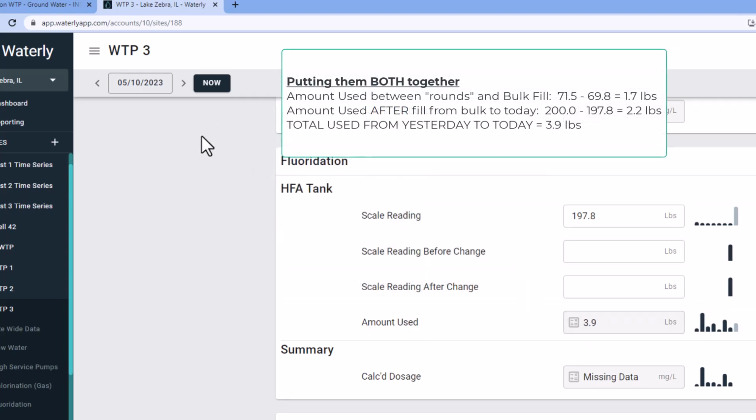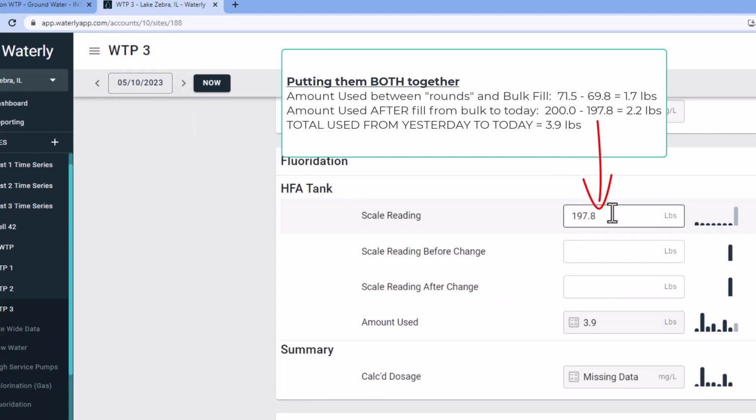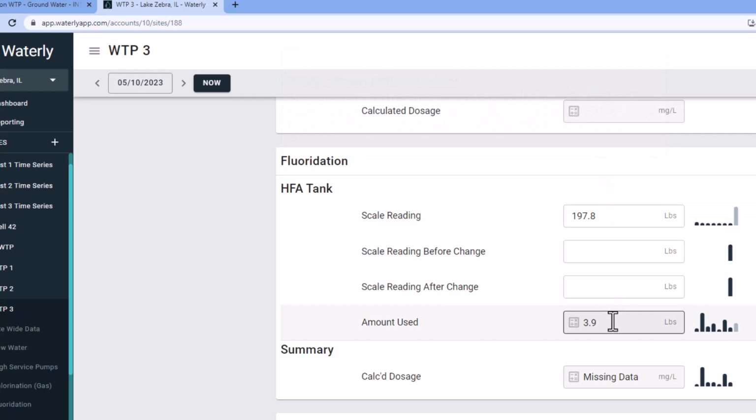So this is why we need to keep track of the final read, which gives us the usage between when we did rounds and when we filled it from bulk. And then we filled from bulk all the way up to 200 pounds, and we went down to 197.8 here. So that summarizes how this uses both scale reading before change and after change. Hopefully that was helpful.